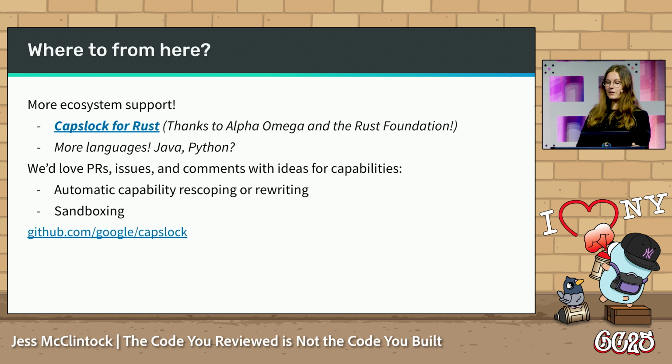So what's next for capability analysis? Capslock was initially just implemented for Go, but we would love to see it implemented across as many languages and ecosystems as possible. Excitingly, thanks to the Rust Foundation and Alpha Omega, Capslock for Rust is now in pilot, and thank you to everyone who made that happen. You can try it now.